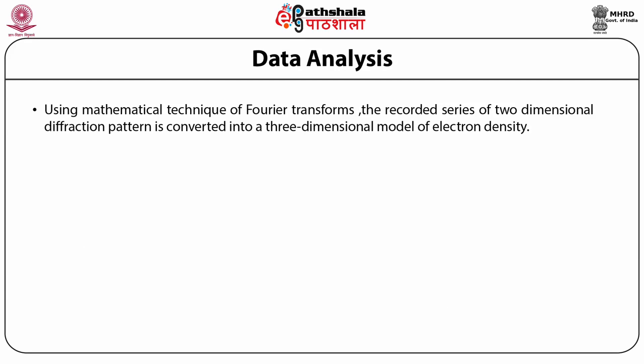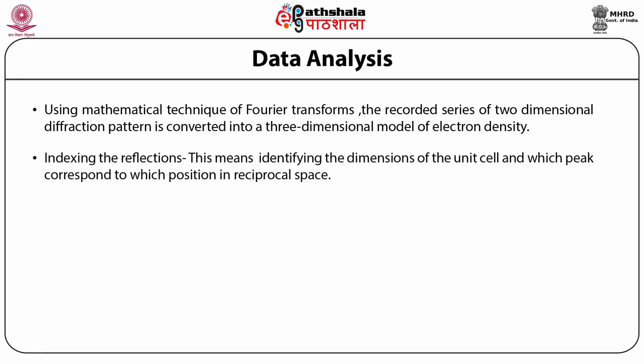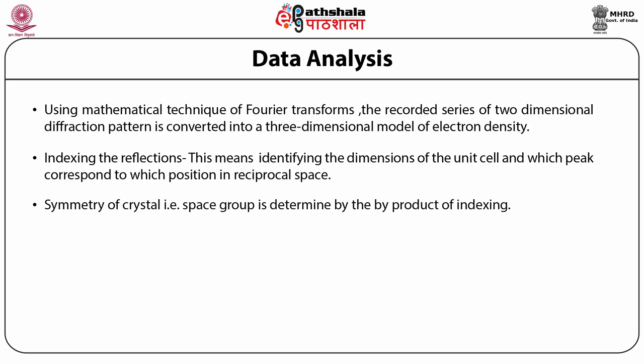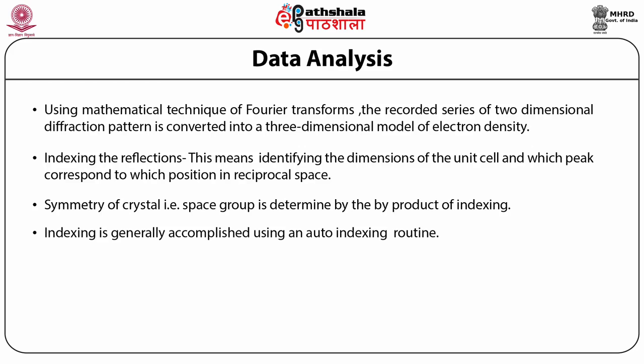Using the mathematical technique of Fourier transforms, the recorded series of two-dimensional diffraction patterns is converted into a three-dimensional model of electron density. The first step is data processing through indexing reflections. This means identifying the dimension of the unit cell and the peak corresponding to which position in the reciprocal space. Symmetry of the crystal, that is the space group, is determined as a byproduct of indexing. Indexing is generally accomplished using an auto-indexing routine.